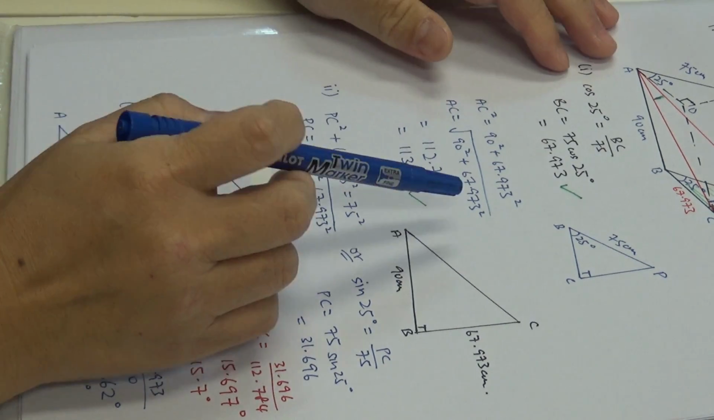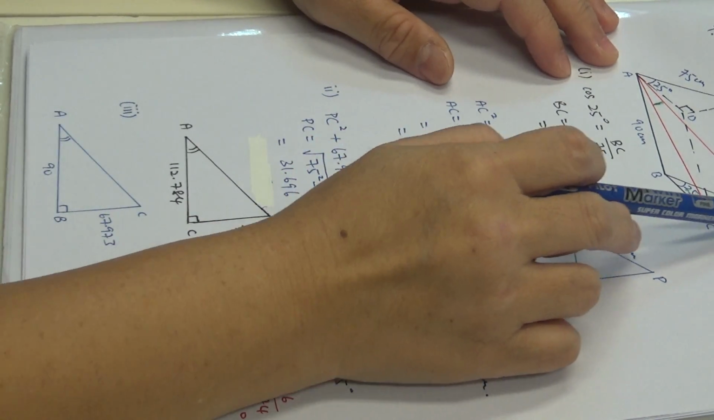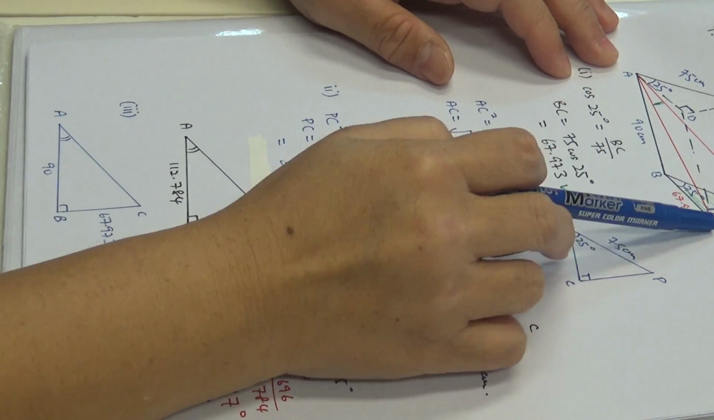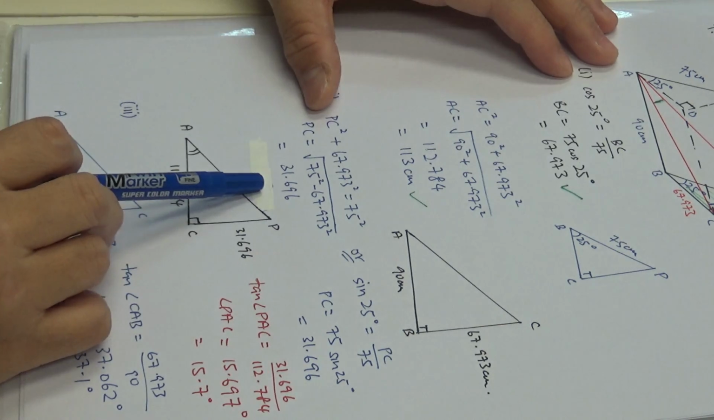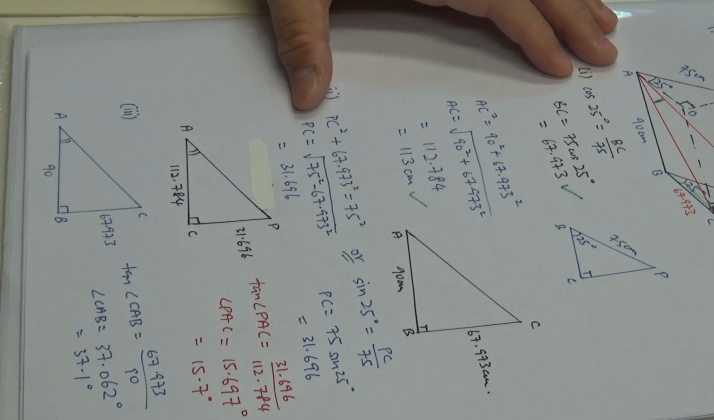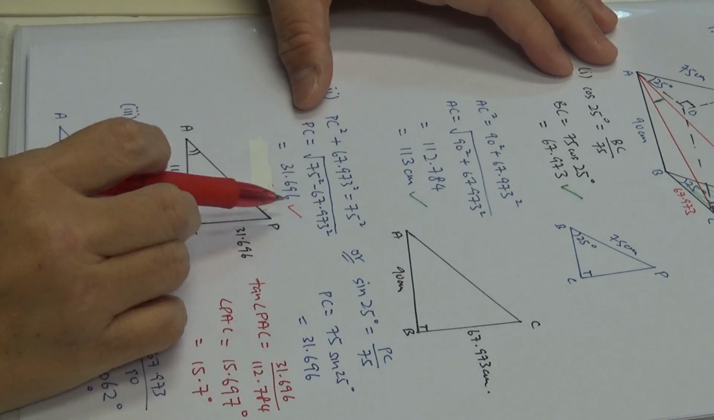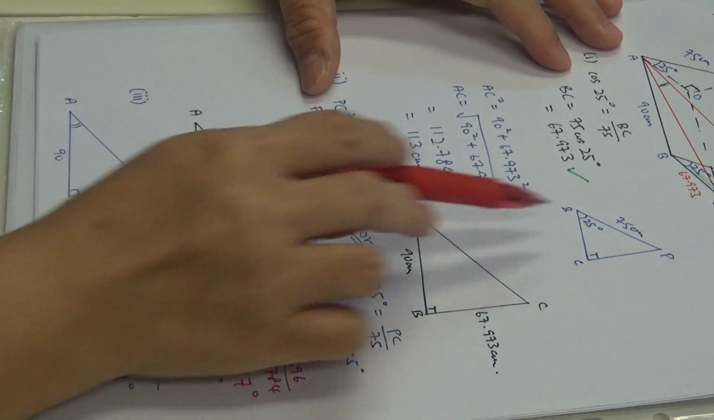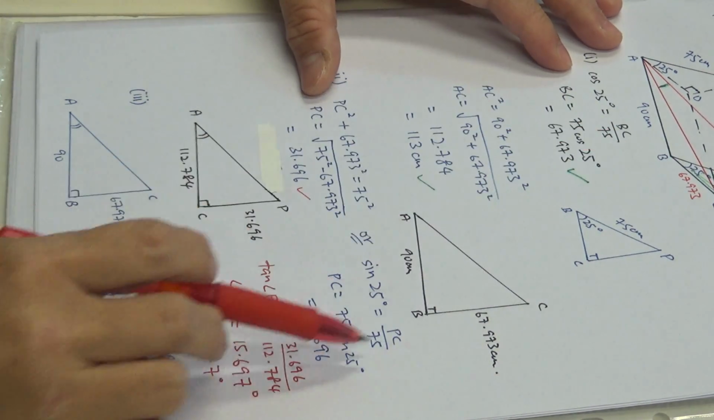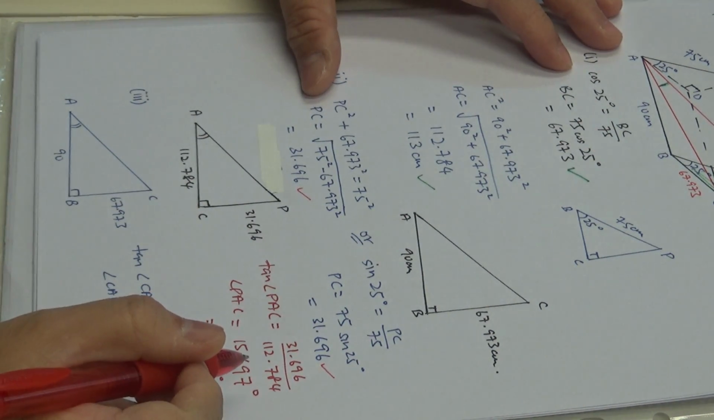Now I can apply Pythagoras Theorem to find PC. So this, and this, it forms a right angle triangle. I can use Pythagoras Theorem. I'll get 31.696. Now if you do not want to use Pythagoras Theorem, I can also use sine 25 as PC over 75 to get 31.696.